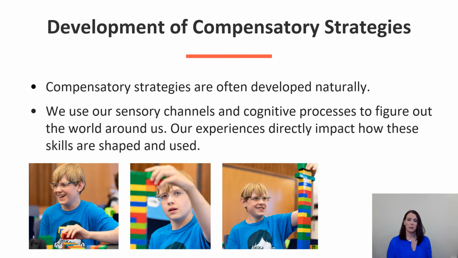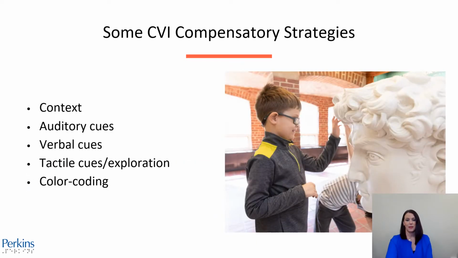On this slide, I have three different pictures of a student building a multicolored tower out of blocks. Some compensatory strategies that individuals with CVI might use include context, auditory cues, verbal cues, tactile cues and exploration, or color coding. On this slide, I have a photograph of a student feeling a statue with his hands.